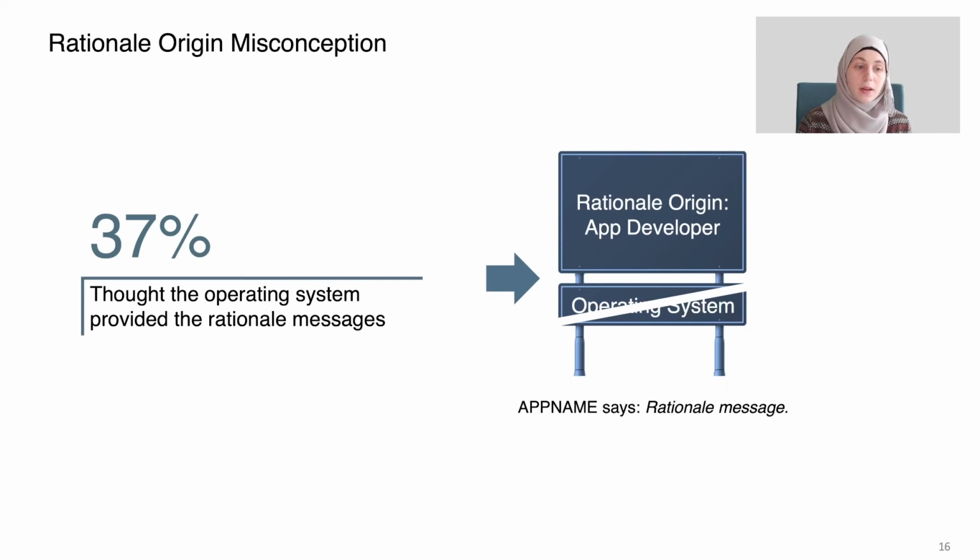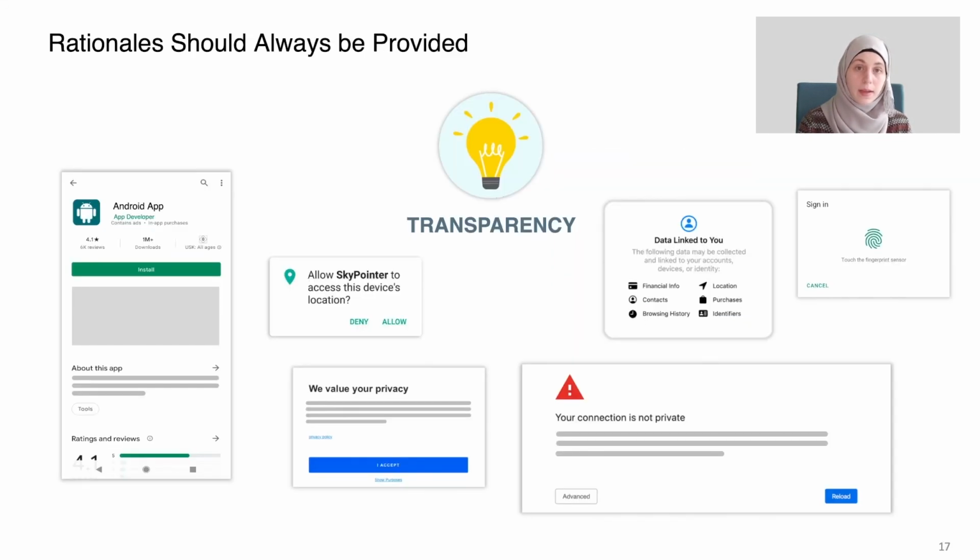Concluding my talk, in this work, we found that users made better informed decisions and were more satisfied with their decisions when provided with transparency, in the form of rationales and to a lesser extent by requesting permissions in the appropriate context. This finding is also in line with previous work in other domains as well, such as in the domain of privacy policies and browser security warning messages.